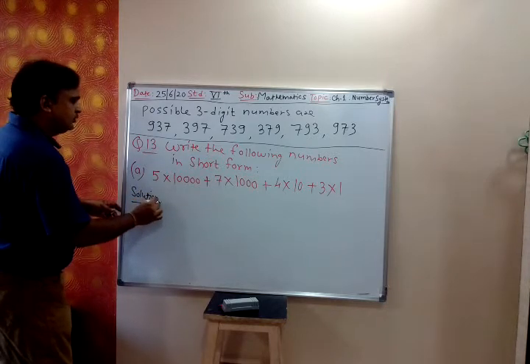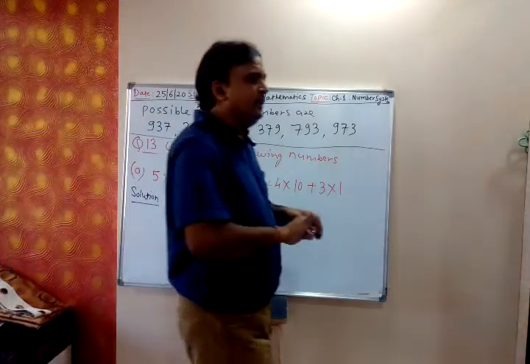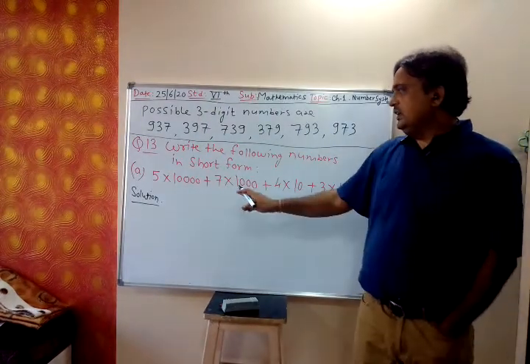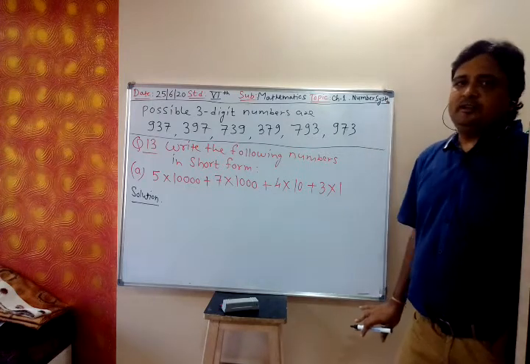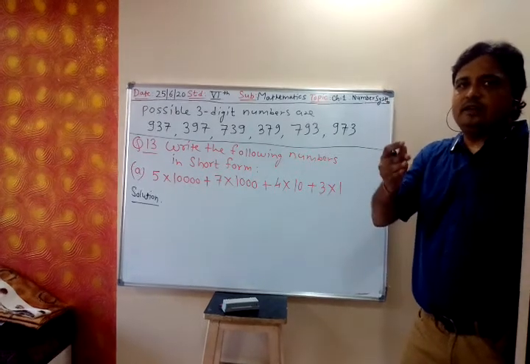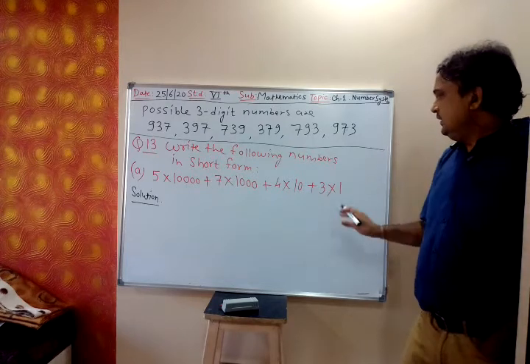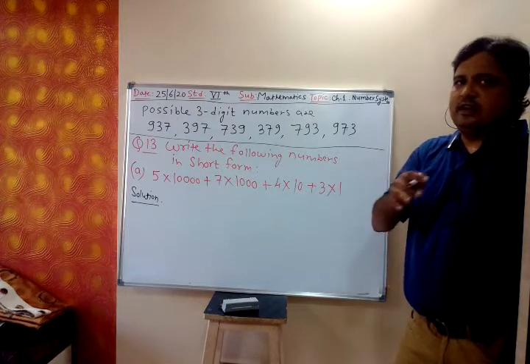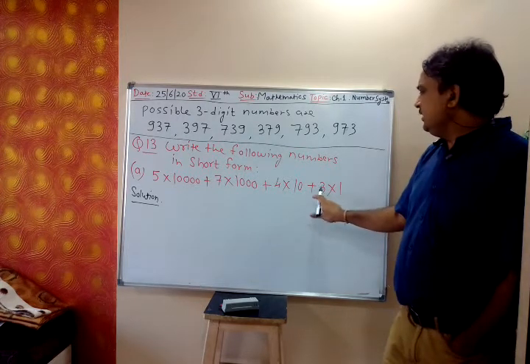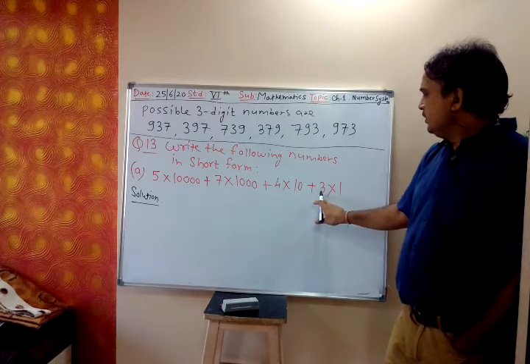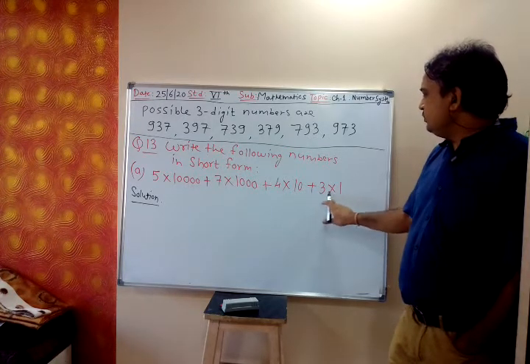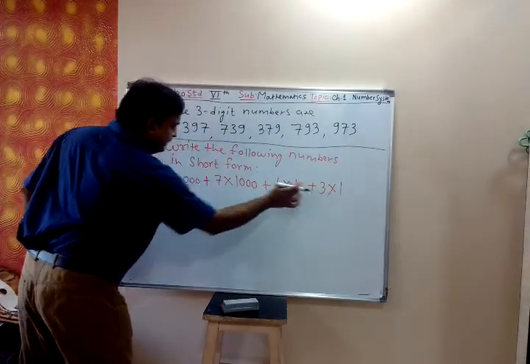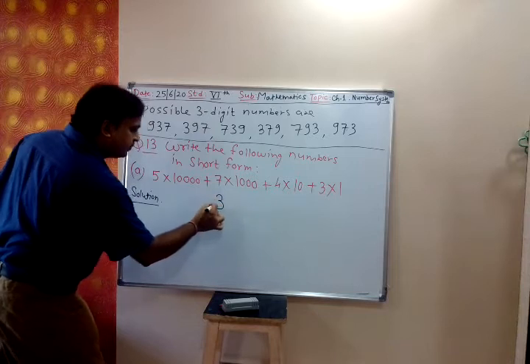So let us write the solution. We are given the expanded form. From expanded form we have to write the standard form or short form. I will start with the unit place. 3 into 1 means at ones place there is number 3.